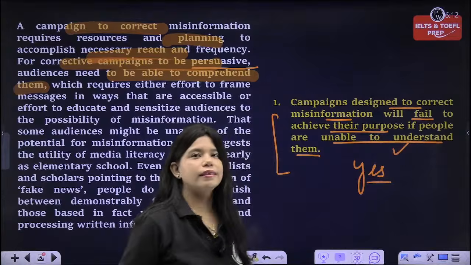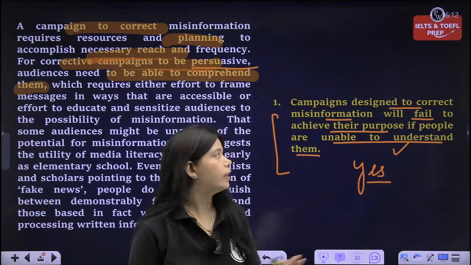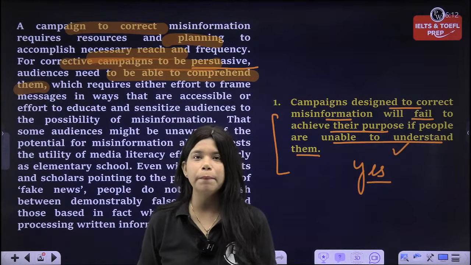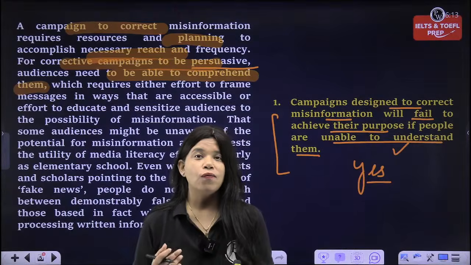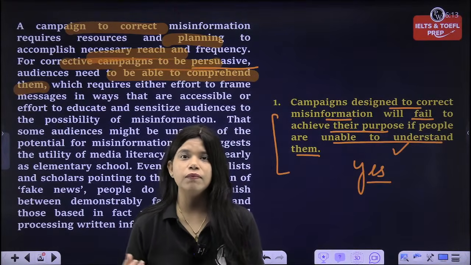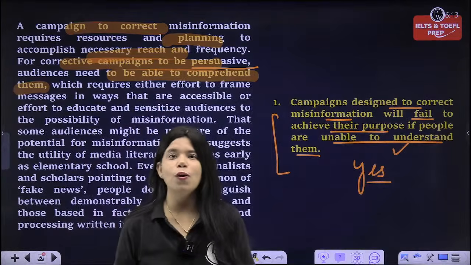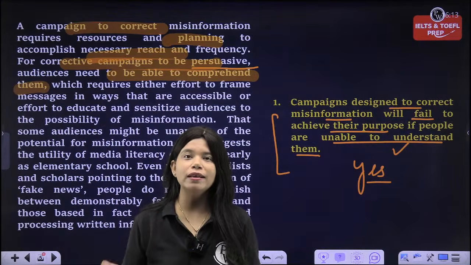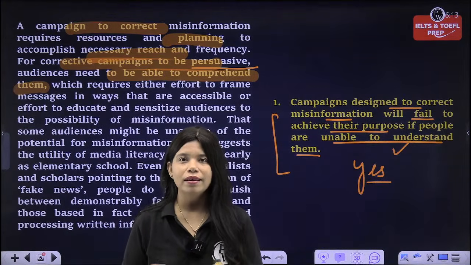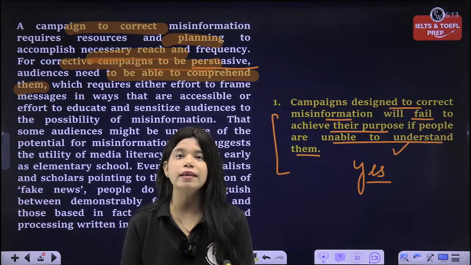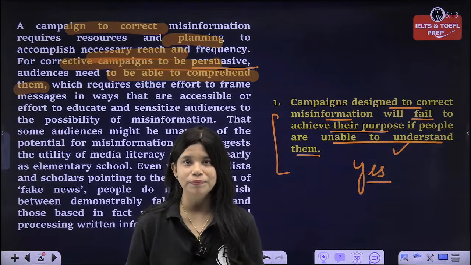The question says that campaigns will fail if audiences are unable to understand them. And the passage says for these campaigns to be convincing, audiences should be able to comprehend them. So comprehend is equal to understand. Okay, so this is how the paraphrased language plays a role here.